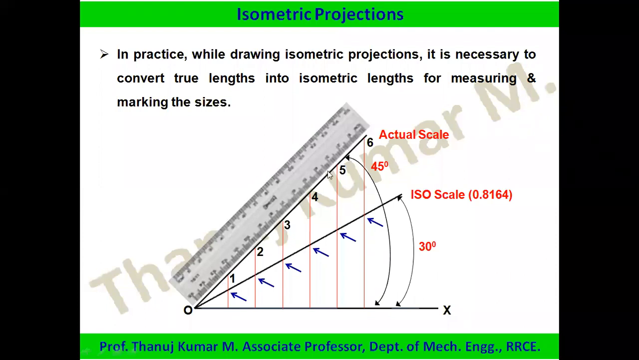This you have to construct, not this scale should be constructed. The OX line should be constructed, the 30 degree angle line could be constructed, and 45 degree angles to be constructed, and draw the gradations on the actual scale, and then draw vertical lines to the OX line so that you get the actual scale and isometric scale here. This is how you need to construct depending upon the problem. Okay.